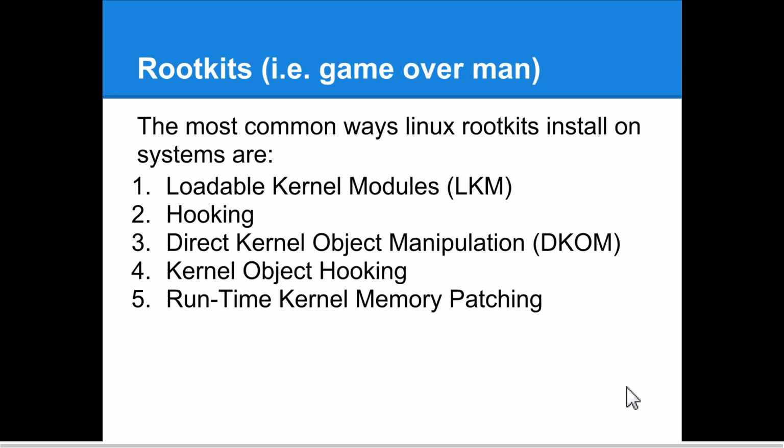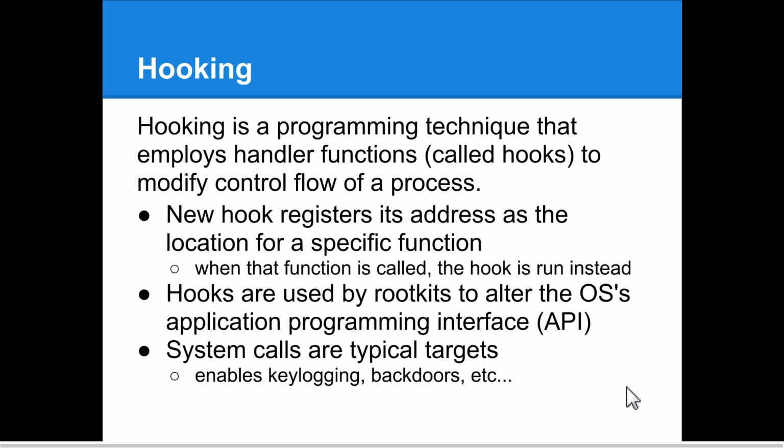The 5 most common ways rootkits get established are through loadable kernel modules. We touched that by talking about modules. Also by hooking, process function hooking rather. Direct kernel object manipulation, kernel object hooking, runtime kernel memory patching, and so on. But those are the 5 most common. I'm only going to cover 2 right now because I don't have time to finish it, and we're approaching the end of the lecture.